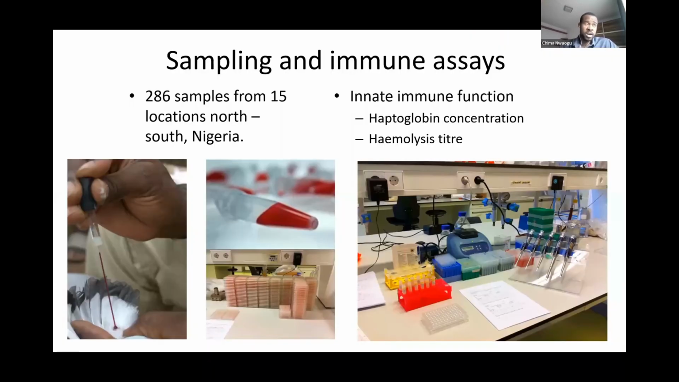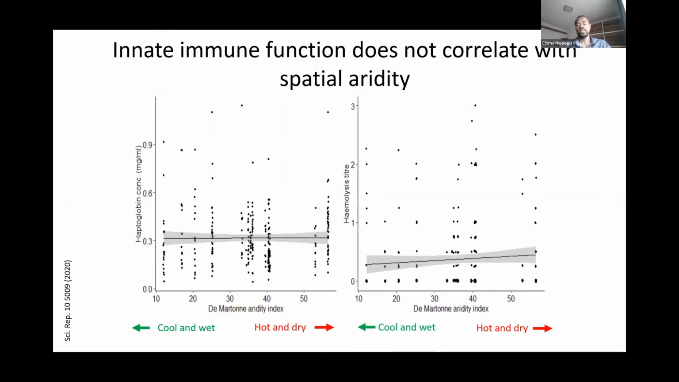So we did the same thing we did for the first study: collect blood samples, measure lysis and haptoglobin from the 15 locations. Interestingly, there was no trend from north to south or from south to north. You see that from the very cool and wet part of the country to the very hot and dry part of the country, both for haptoglobin and lysis titer, we did not see a pattern.